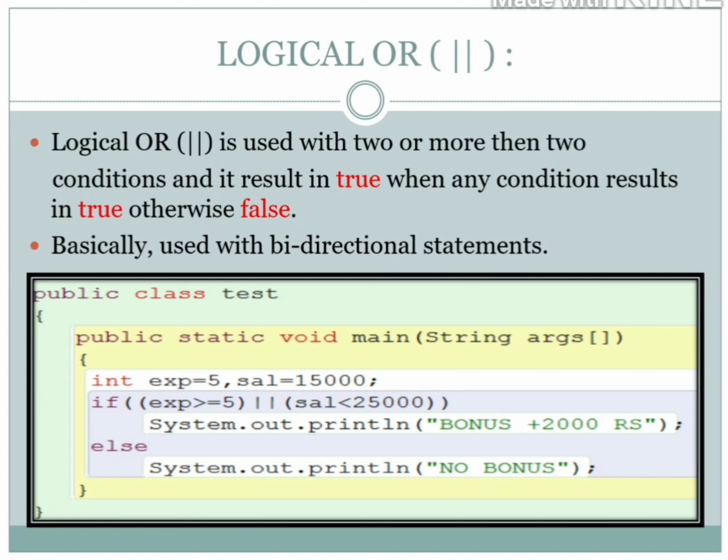See, in our condition, the experience is 5 years and salary is 15,000. We are going to check whether the first condition is true or not. 5 is greater than or equal to 5, yes. At least equal to 5 works. And salary is smaller than 25,000, meaning 15,000 is smaller than 25,000, yes. Both are true in our case. Means we are getting a bonus of 2,000 rupees. If any of the conditions works, we get the bonus.